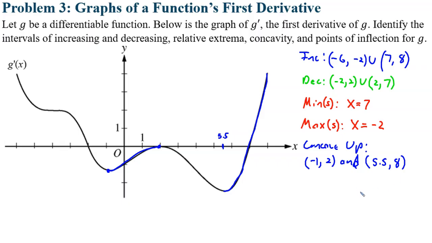Okay, because again, our function will be concave up when its first derivative is increasing, and then we'll be concave down when that first derivative is decreasing. So as what we see in green here, from -6 to -1, and from 2 to 5.5.